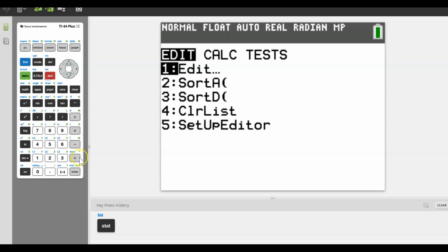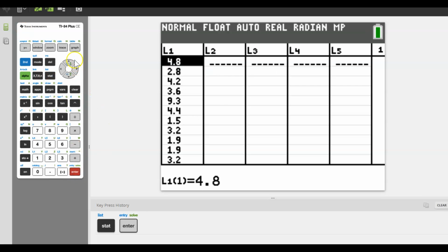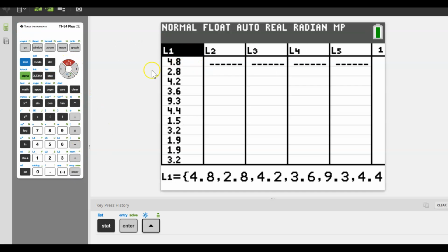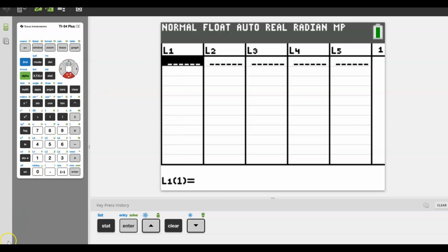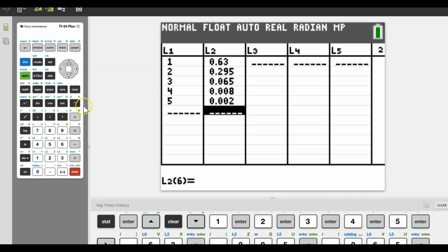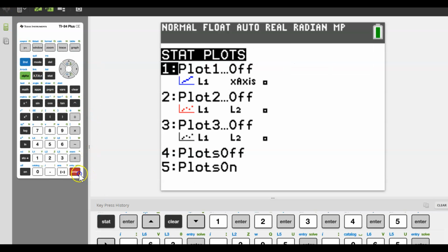I'm going to go to Stat and Edit. And I do have some numbers in here, so I want to highlight L1, press clear and get rid of that. And I'm going to put in the numbers 1 through 5 and 1. So now when I go to second y equals, my stat plot, I'm going to turn plot 1 on.